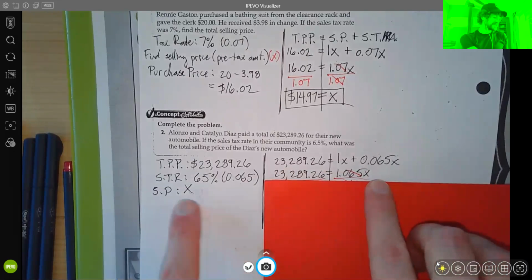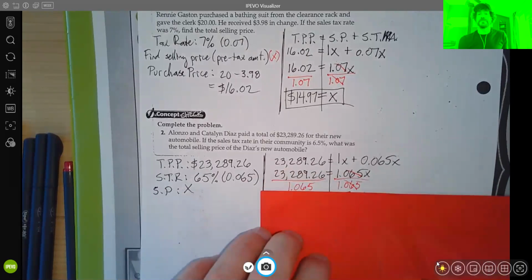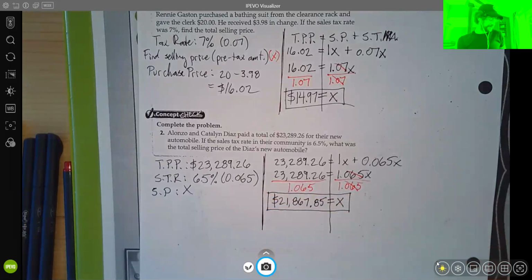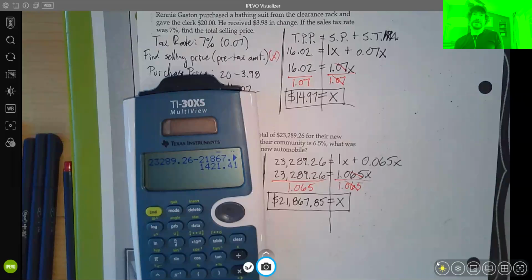To get X by itself, the selling price, we divide both sides by 1.065, and that gives us a selling price before tax of $21,867.85. So basically what we're looking at here, the sales tax increased the price of the car by $1,421.41.